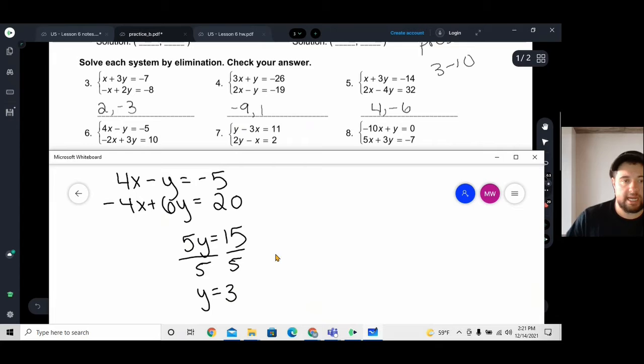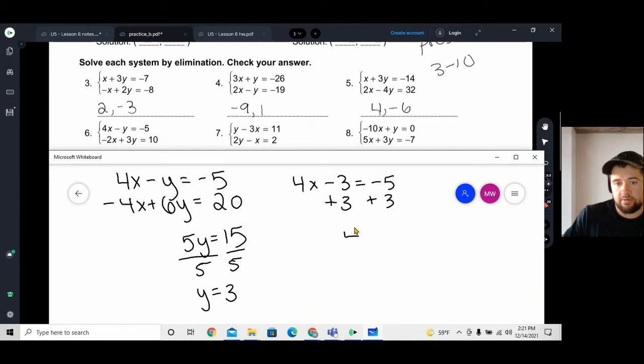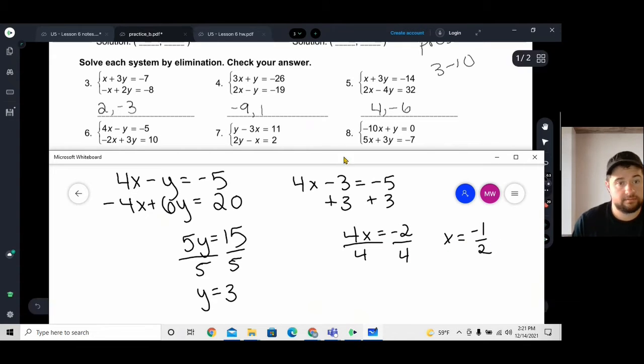I'm going to take this 3 and I'm going to plug it back in. So 4 times x minus 3 equals negative 5. I'm going to add 3 to both sides. 4x equals negative 2. Divide by 4, divide by 4. X equals negative 1/2.